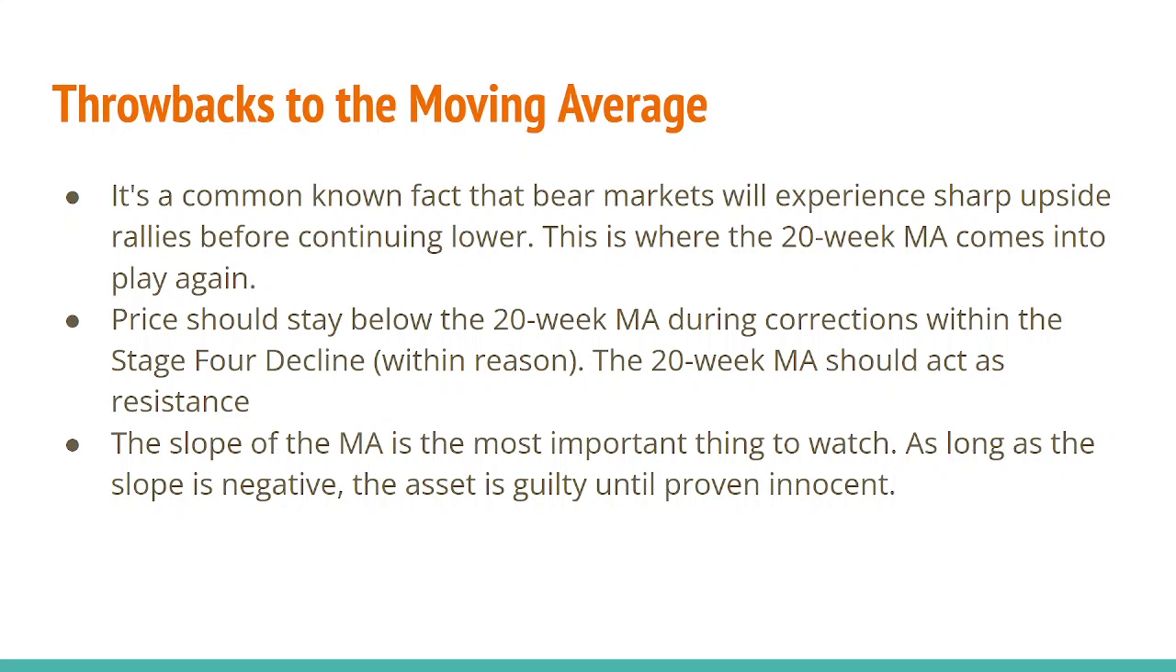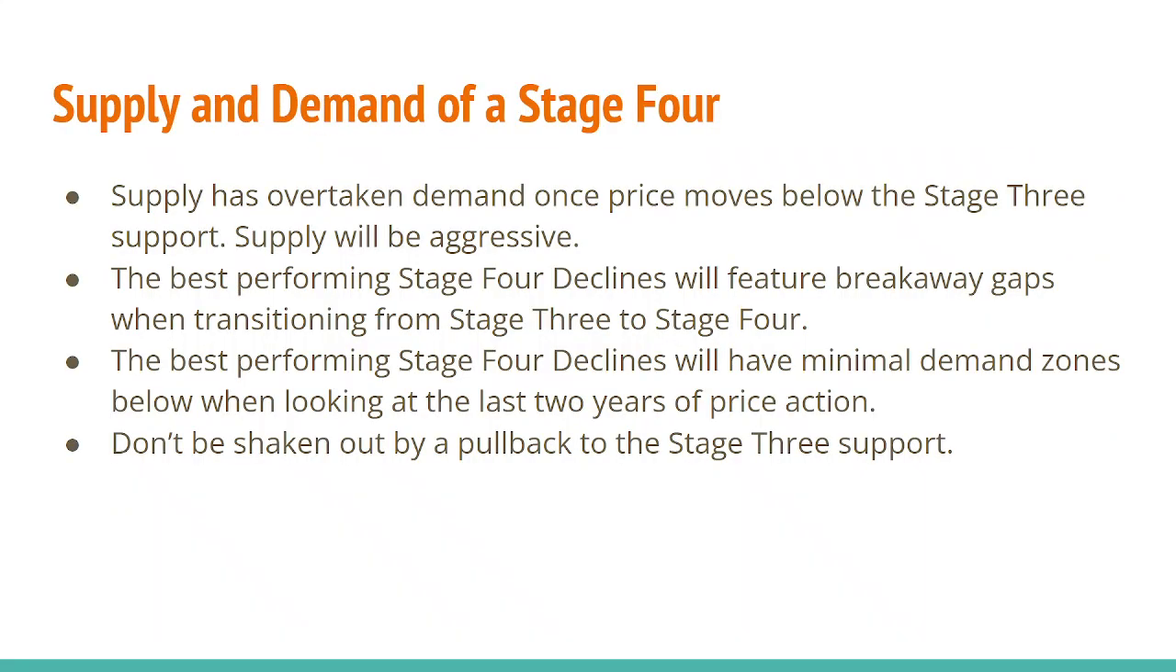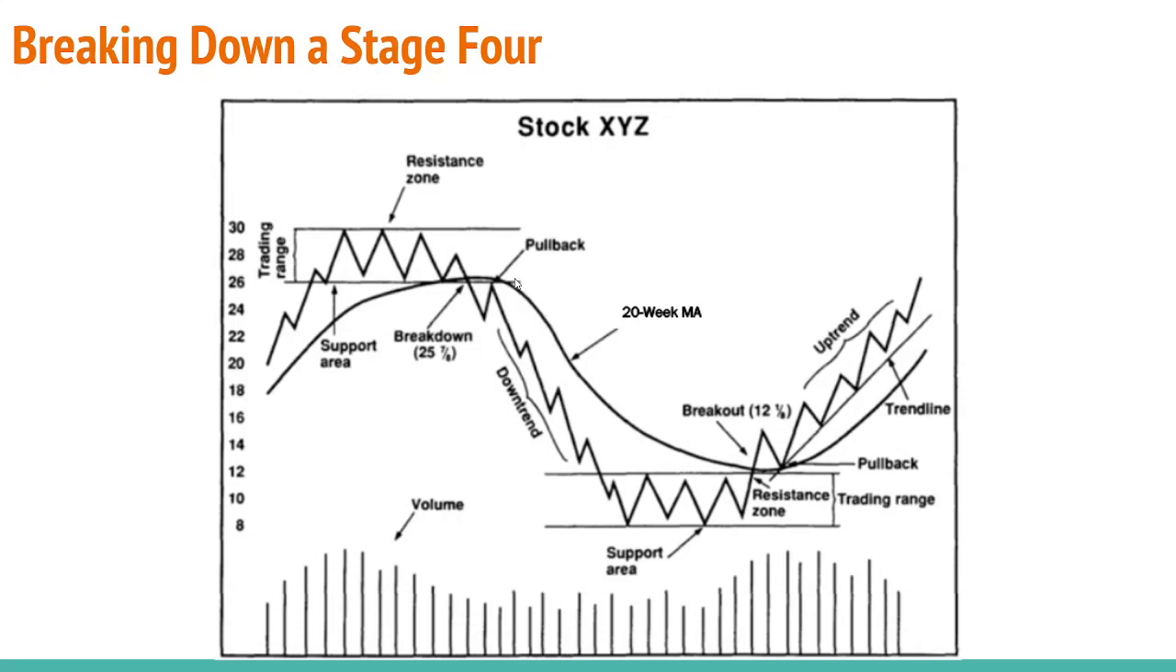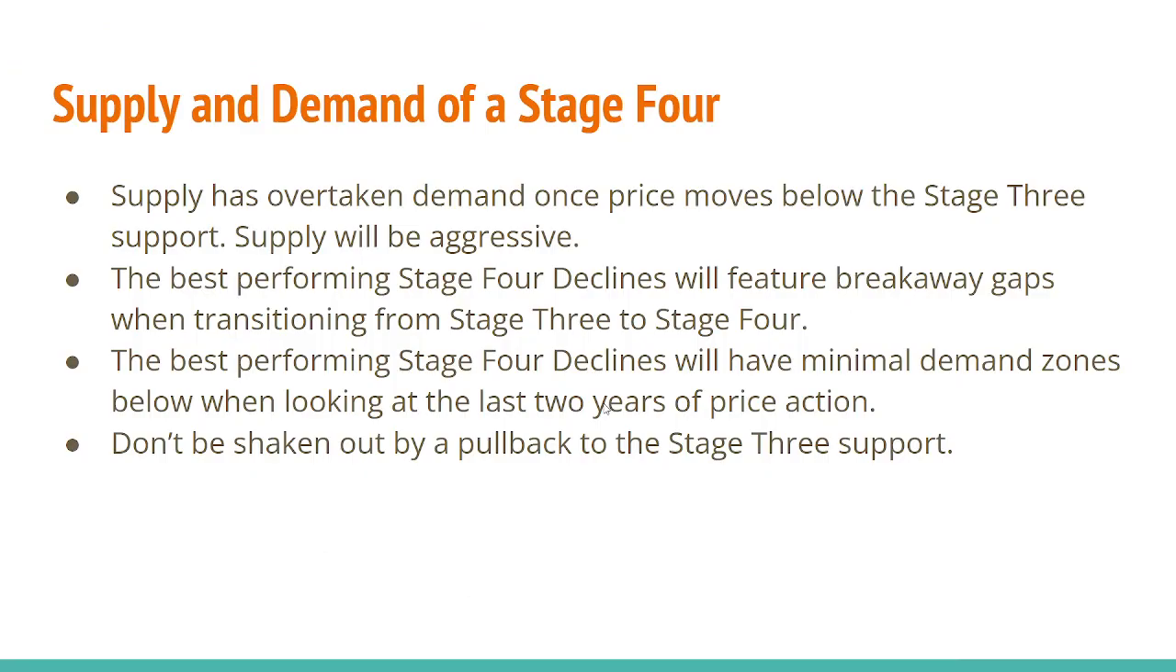And then finally, the slope of the moving average is the most important thing to watch. As long as the slope is negative, the asset is guilty until proven innocent. So here's our forecasting machine, the 20-week moving average. Throughout the stage 4 decline, the slope is continuing to gain downward momentum. We're getting more parallel with the y-axis. And then as the stage 4 decline continues, we will see the slope of the moving average eventually become parallel with the x-axis, and that's how we'll know that the stage 4 has ended and that the stage 1 is continuing.